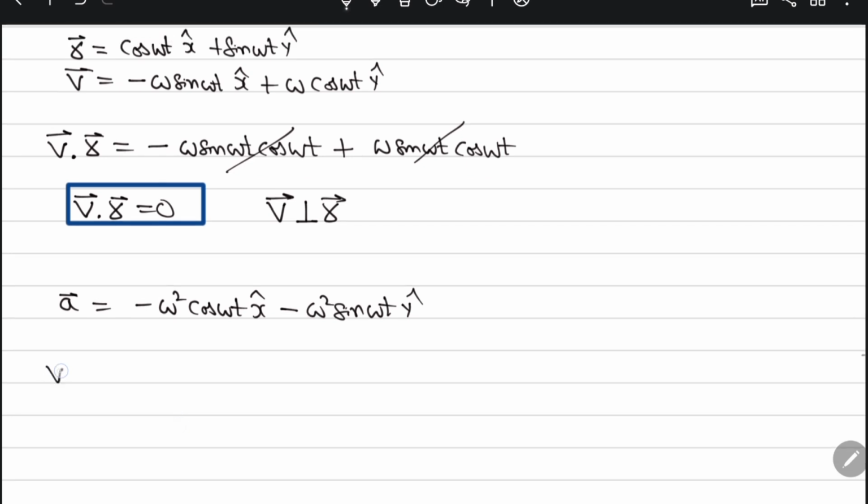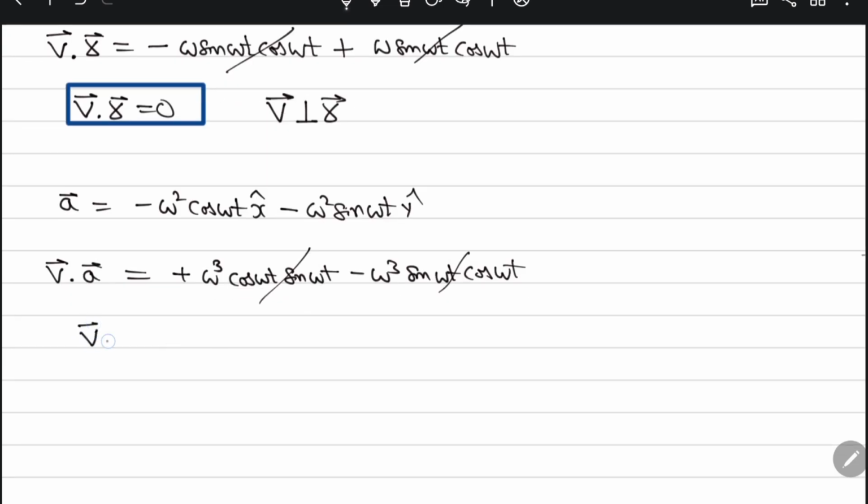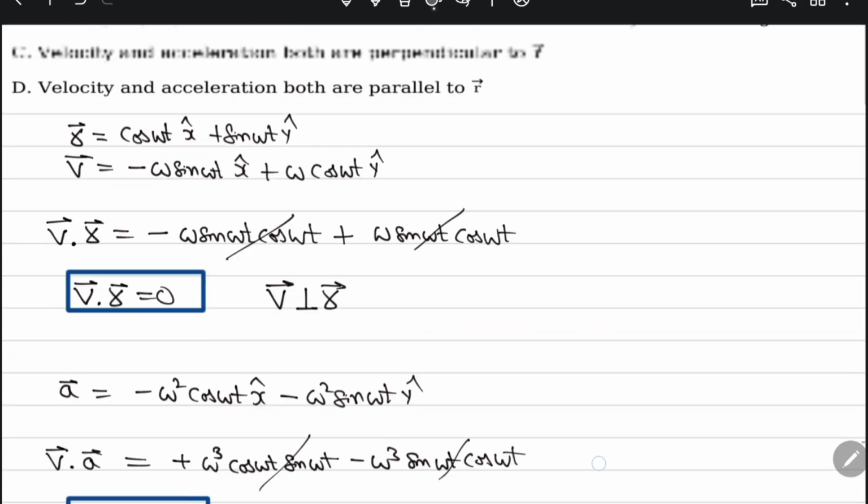If I take the dot product of velocity vector and acceleration vector, that comes out to be omega cube cos omega t sine omega t minus omega cube sine omega t cos omega t. So here you see that this also comes out to be 0. So we can also conclude that the dot product of velocity vector and acceleration vector is also 0, means velocity vector and acceleration vector are also perpendicular to each other.